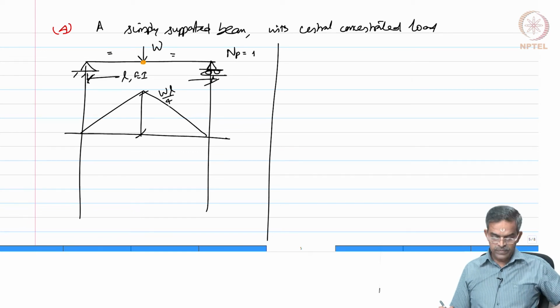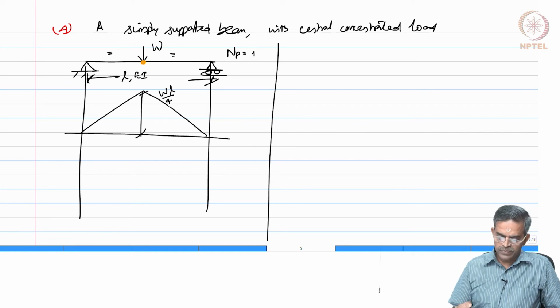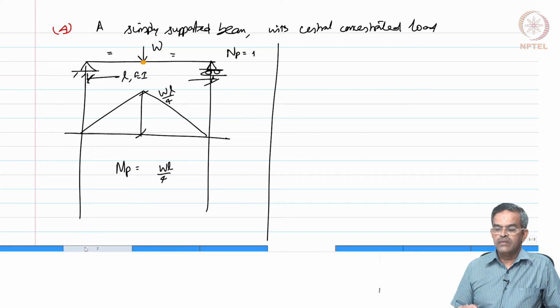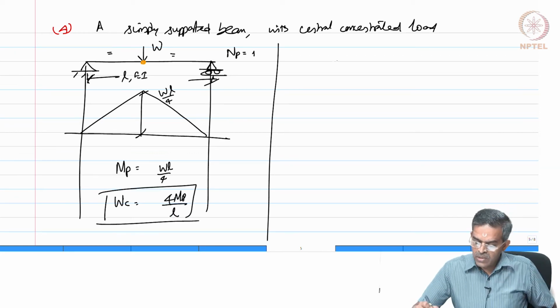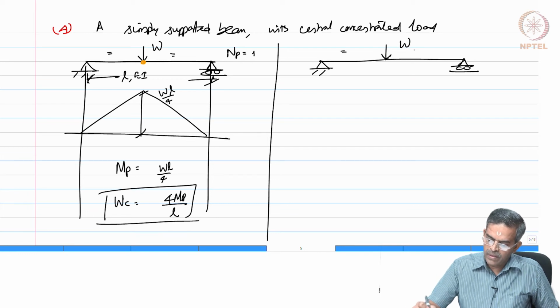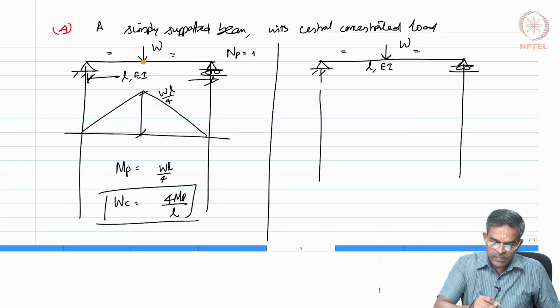So, let us quickly find out what will be my MP. MP will be W L by 4, therefore, WC will be 4 MP by L, which is straightforward. Let us do the same problem using the kinematic theorem. Let us draw a mechanism.